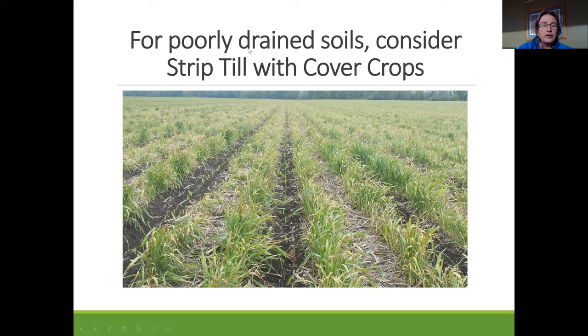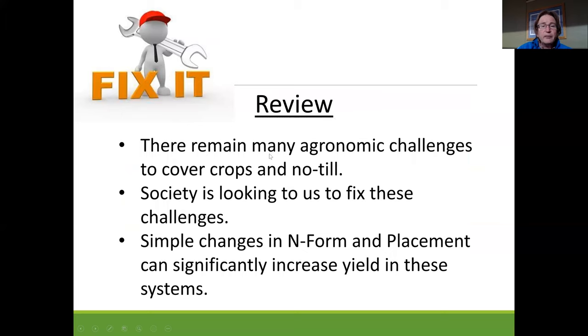Now, cover crops don't work for everyone. And in some cases, on very poorly drained soils, a lot of farmers have gone to strip till with cover crops. And this system can work very well on poorly drained soils. But again, we think you can make no-till cover crops work just as well. So in review, there are many agronomic challenges to cover crops and no-till. We haven't figured them all out, but society is looking for us to fix these challenges.